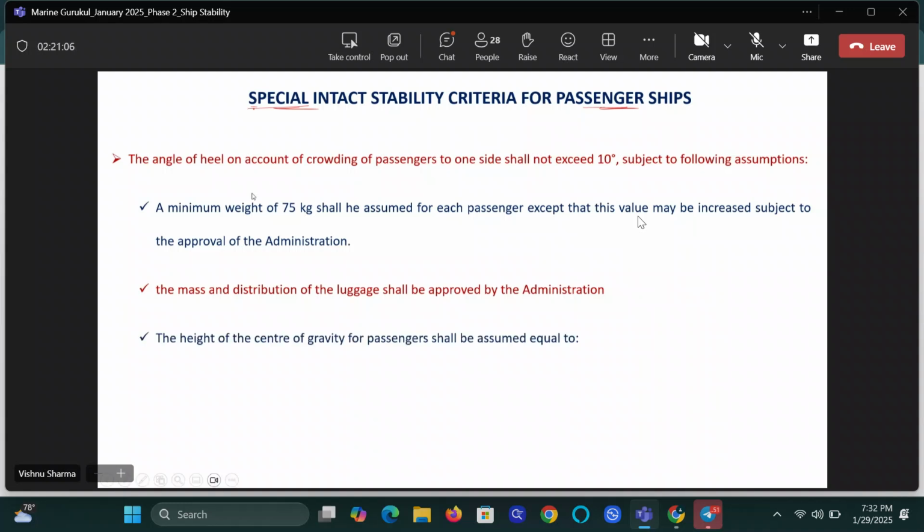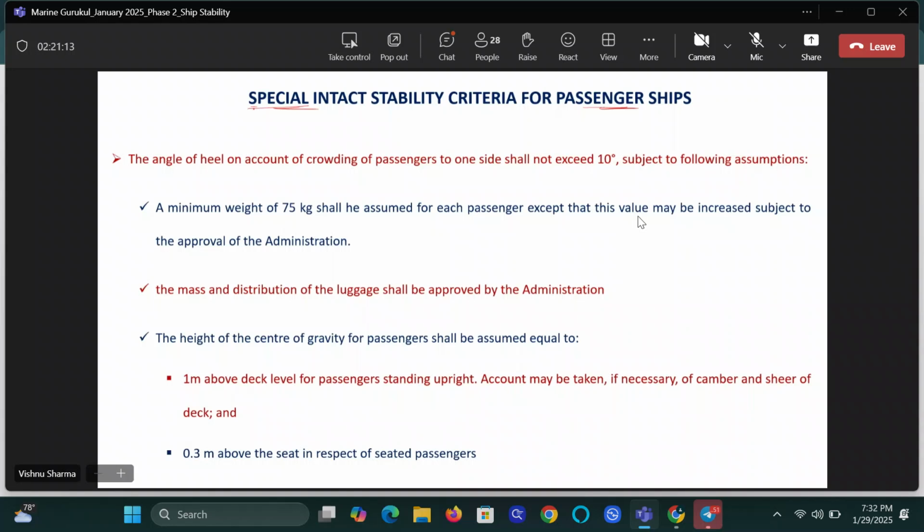The KG of the standing passenger shall be taken as 1 meter, and the KG of the sitting passenger shall be taken as 0.3 meters. With these assumptions, you demonstrate that if everybody crowds on one side, the ship should not heel more than 10 degrees. This is one of the special intact stability criteria only for passenger ships, and when the ships are built, they have to demonstrate this compliance.